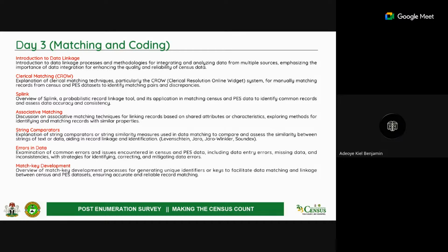So we're taught how to identify these kinds of errors we might find in data, which also involves data cleaning as well. And then match key development. Overview of match key development processes is for generating unique identifiers or keys that help facilitate data matching and linkage between sensors and PES data set. This is also a tool to ensure accurate and reliable data record matching.